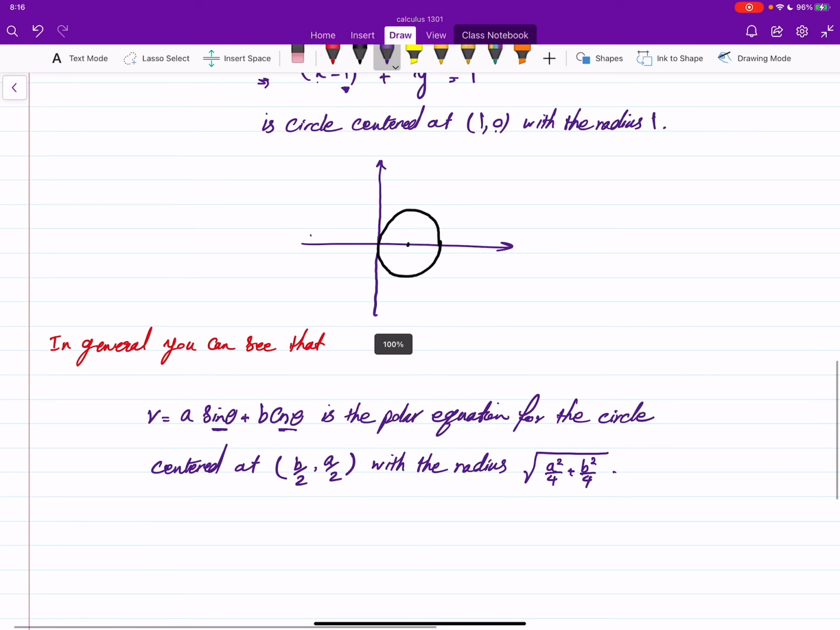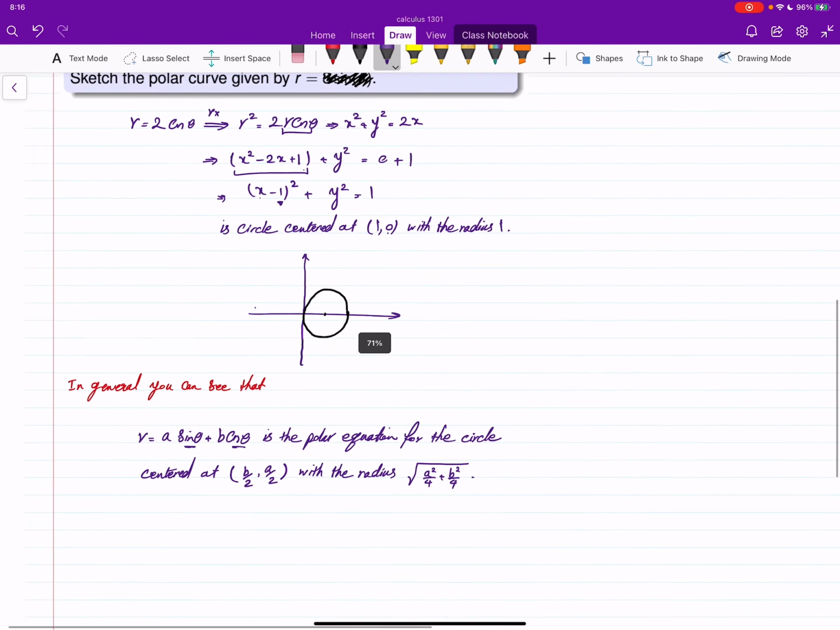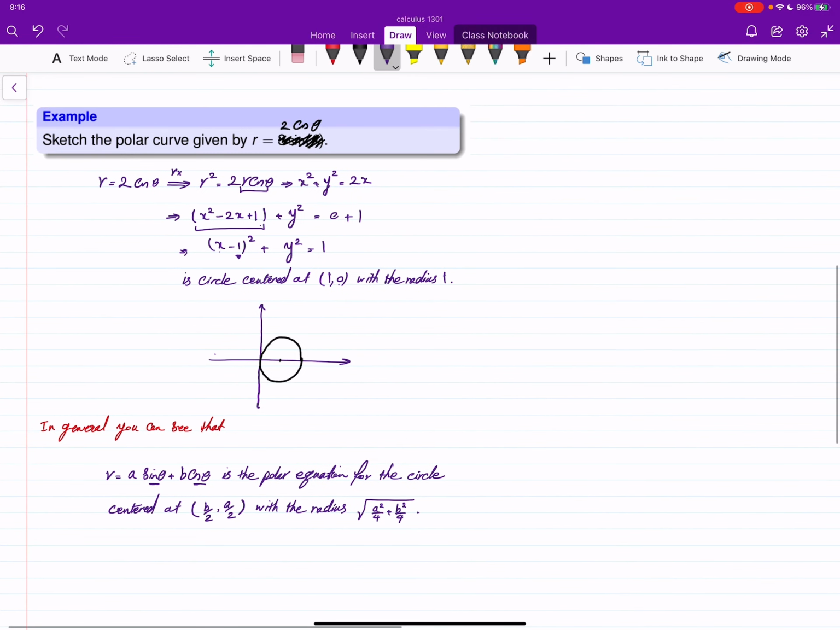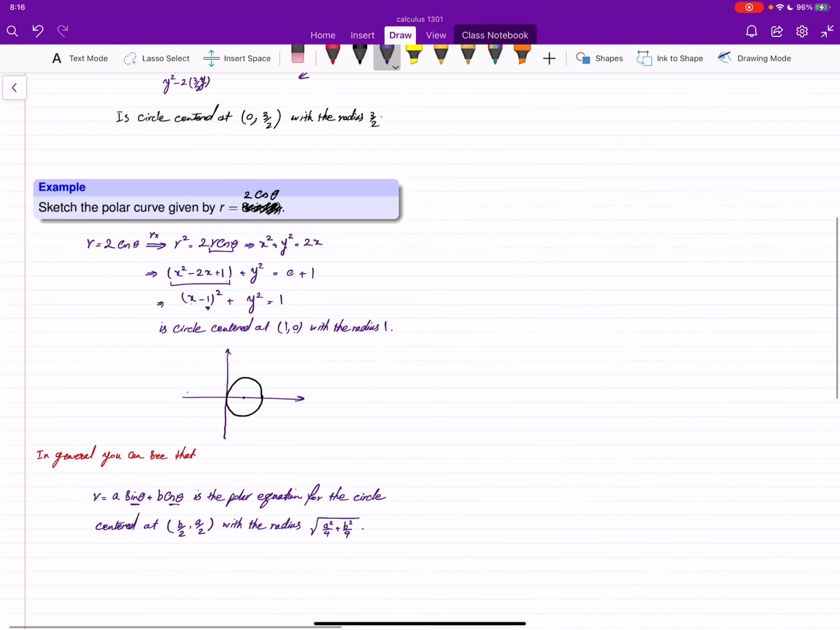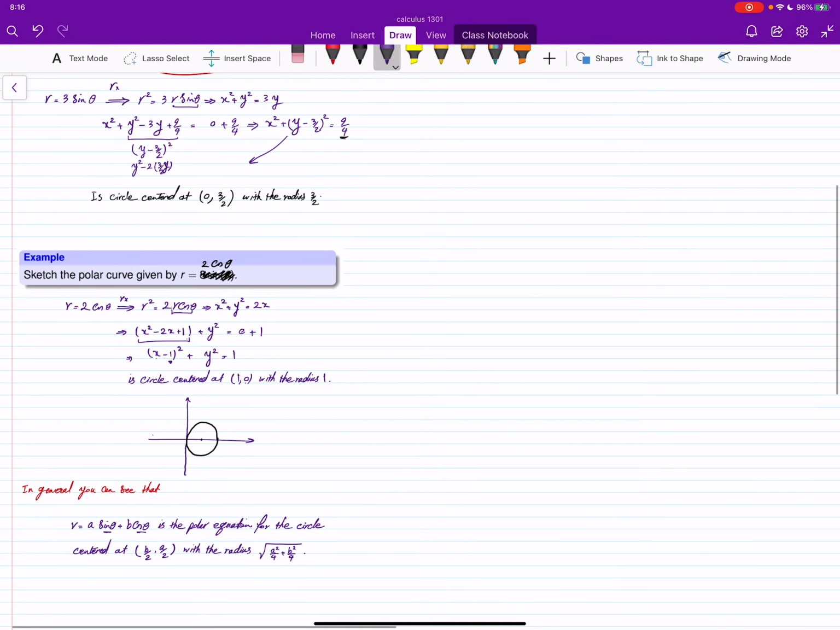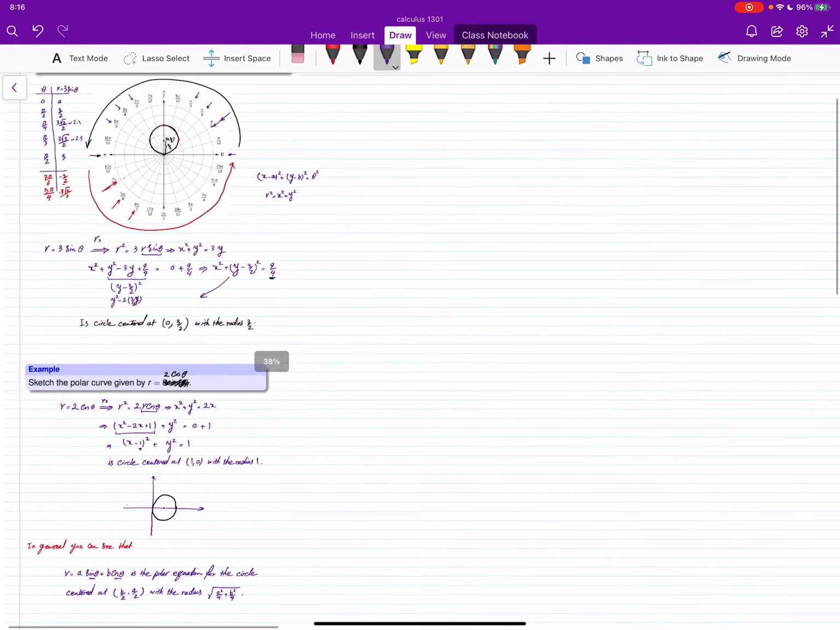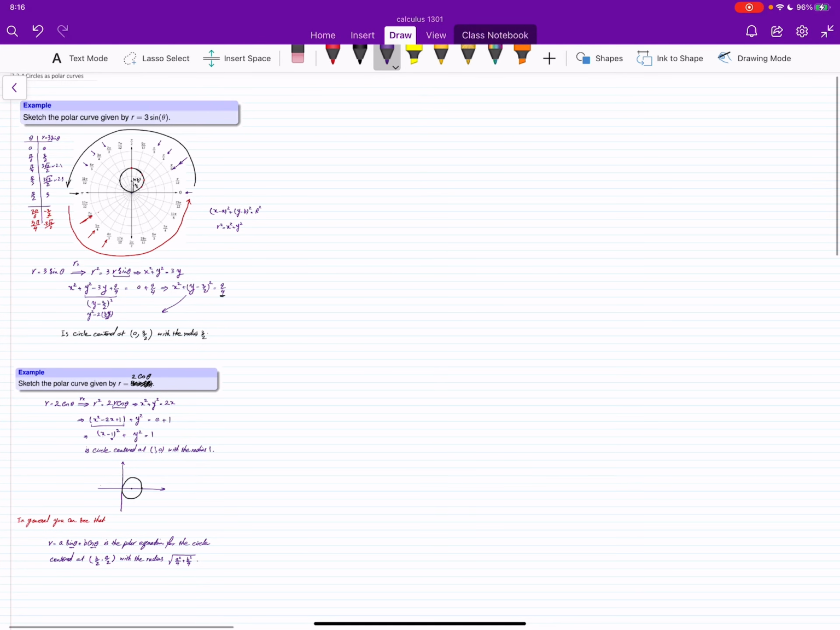Well, remember that r equal to a constant was also another circle. Those were circles centered at the origin, but here now we are good with these cases.